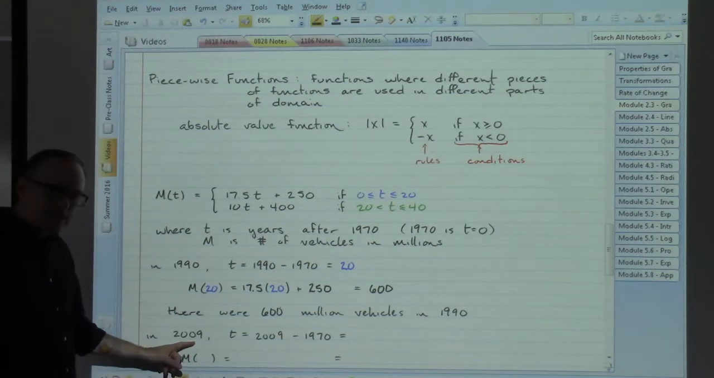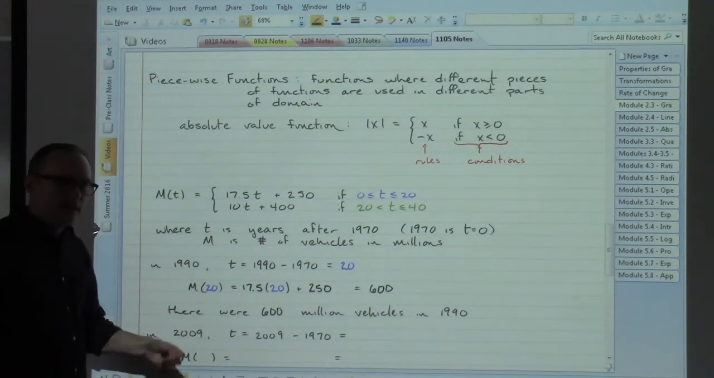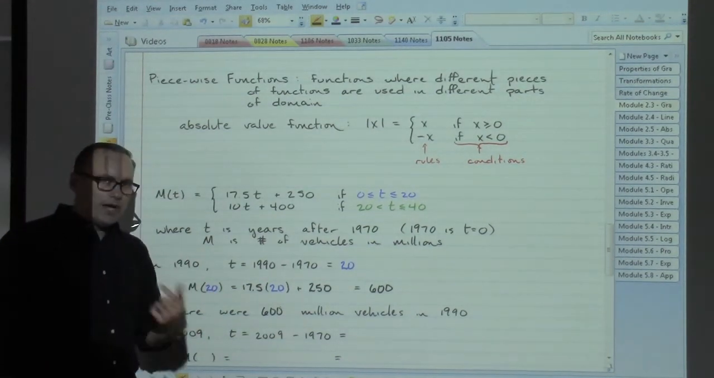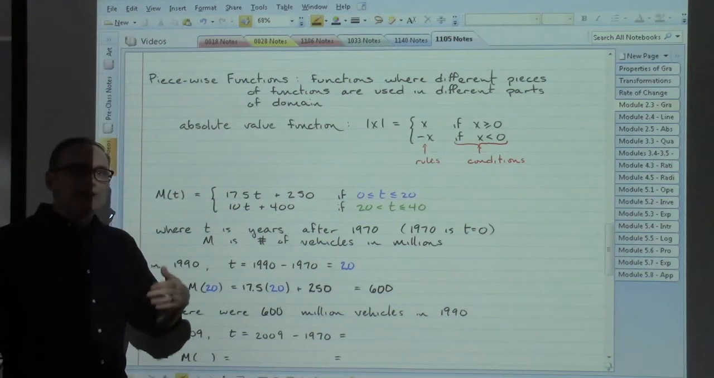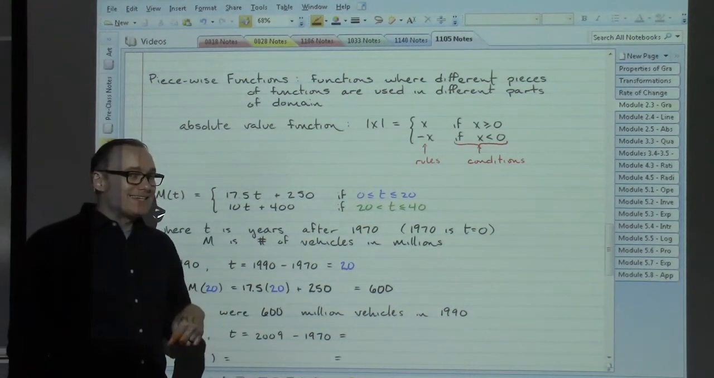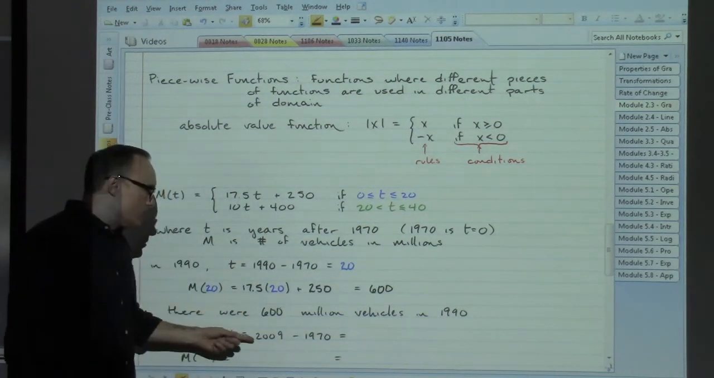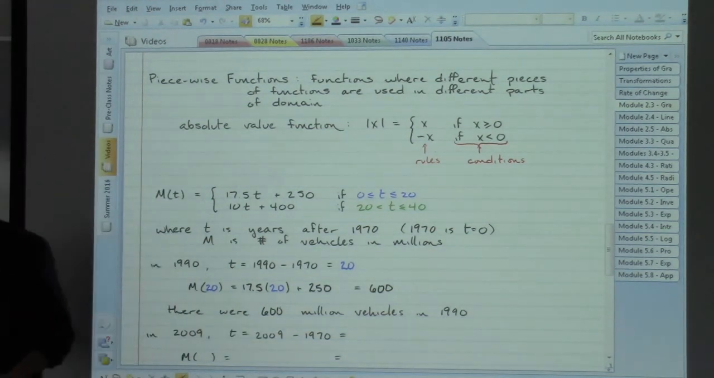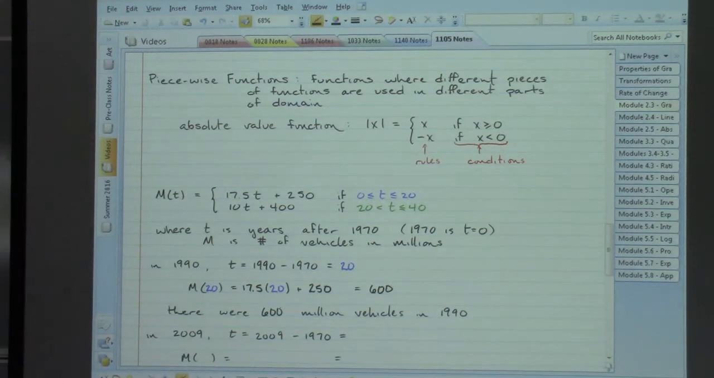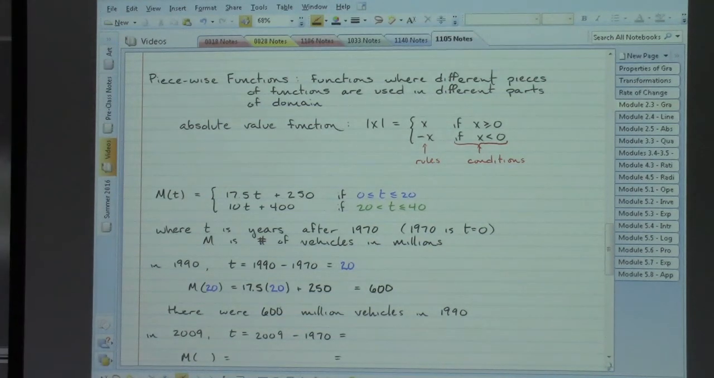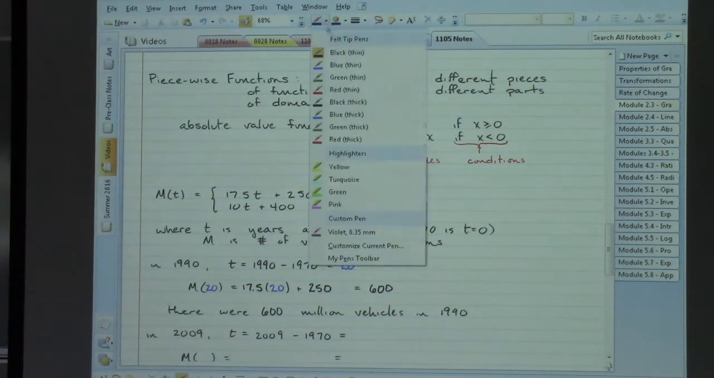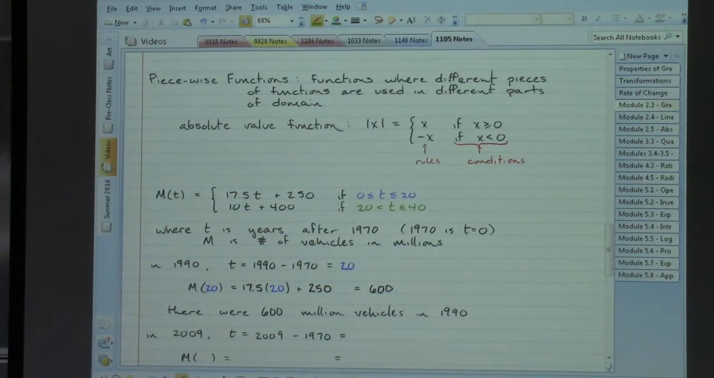What about in 2009? Well, again, we got that little twist. We're not just going to plug in the 2009. We need to know how many years since 1970 would get us to 2009. So 2009 minus 1970, that's 39 years. 39 years puts us in the second condition, the green condition for that.